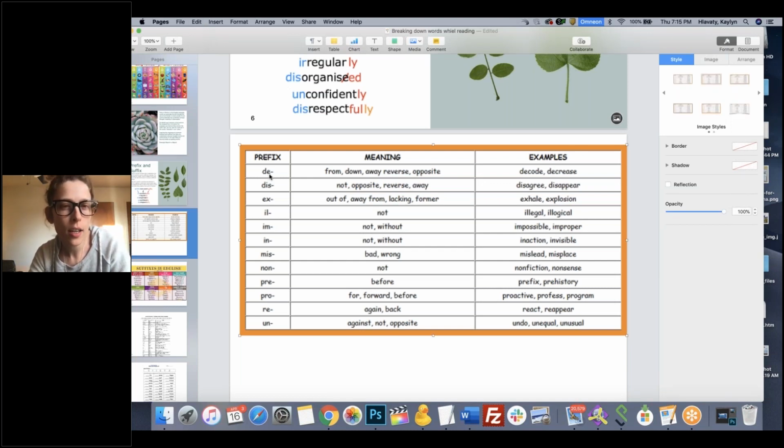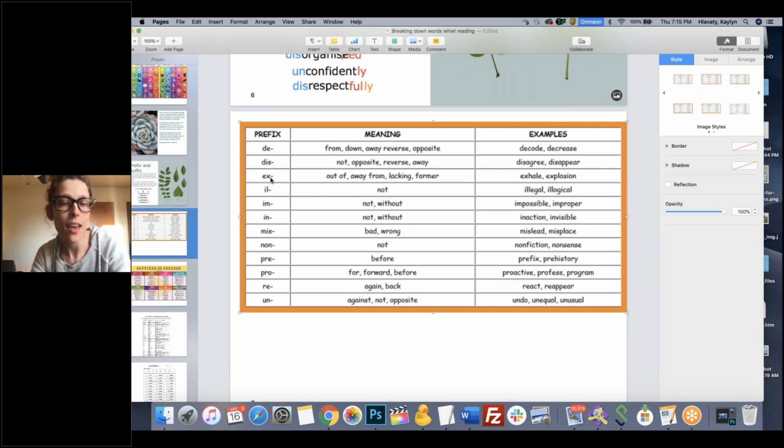We have a prefix here on this screen, DE. So the meaning could be from, down, like I'm descending down the stairs. That would be D, so send, but if you put DE in front of send, descend, then you're going down the stairs. It could mean away, reverse, it could be the opposite. So they take on a couple different meanings depending on what the word is. Some examples they give here, probably better than I'm giving, is decode.